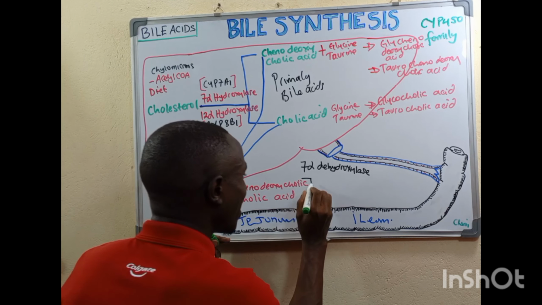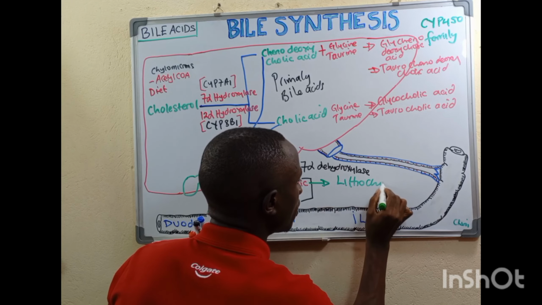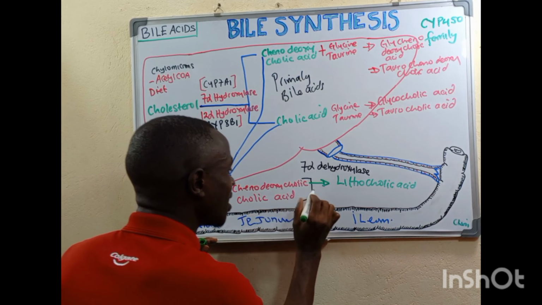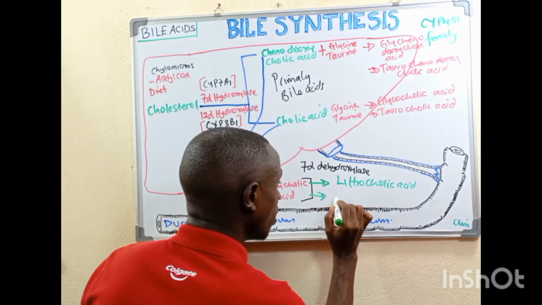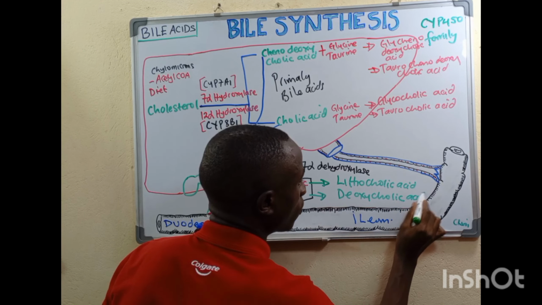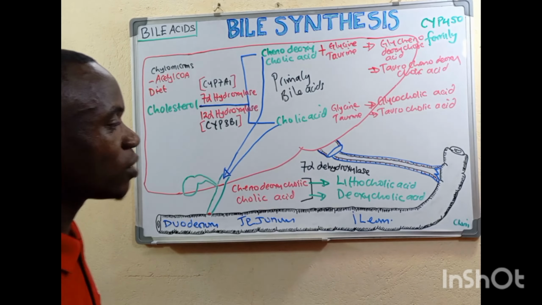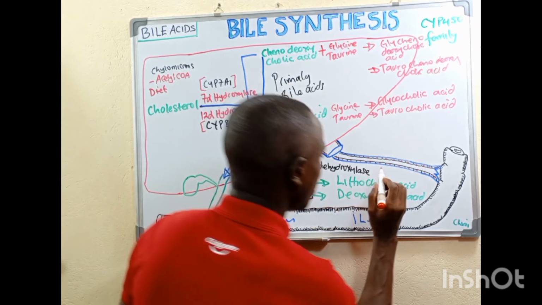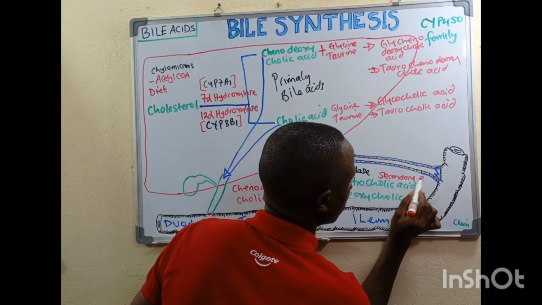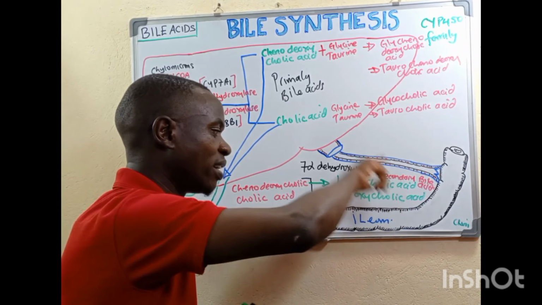Chenodeoxycholic acid is turned into lithocholic acid, and cholic acid is converted into deoxycholic acid. Now, the lithocholic acid and deoxycholic acid are what we call the secondary bile acids.